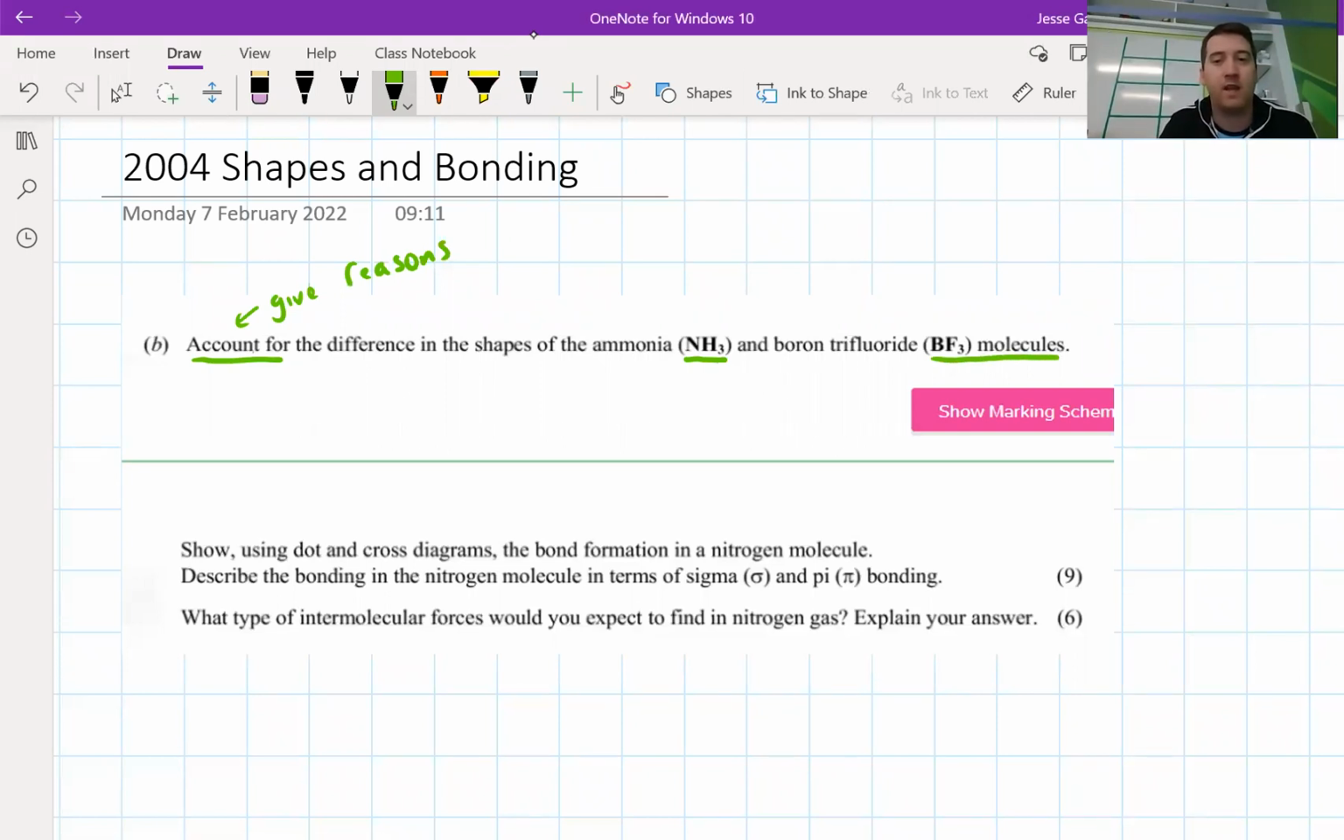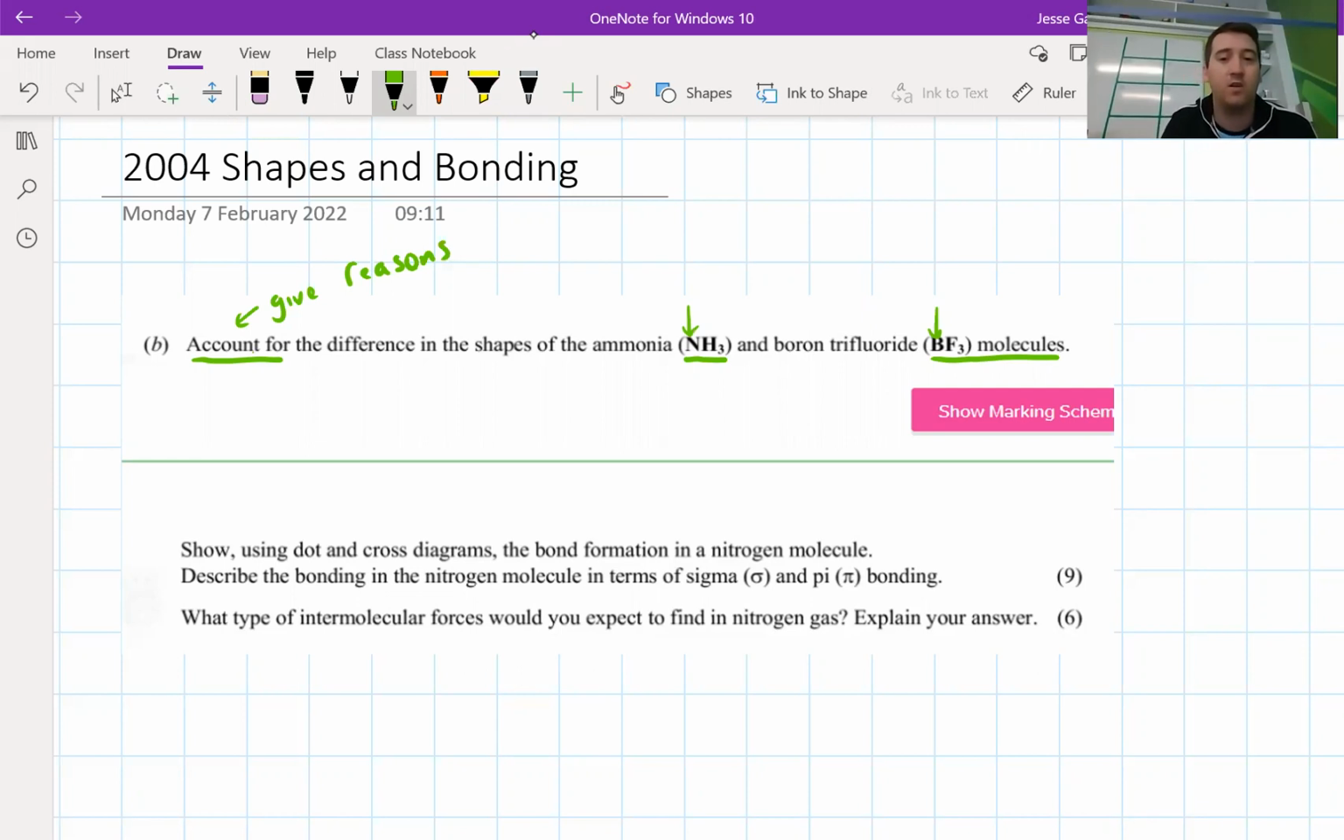Okay, so the first thing that I want you to do here to tackle this question is to look to the central atom. The central atom of the molecule is the one that there's less of. So in this case, it's nitrogen, and in this case, it's boron. We can see that we have a central atom surrounded by three other atoms in both cases.